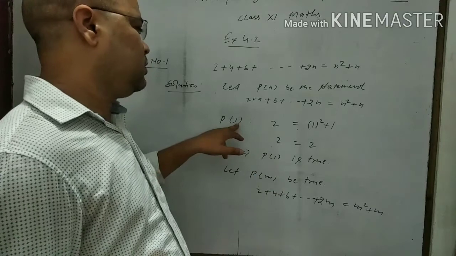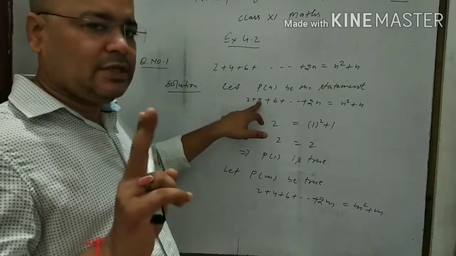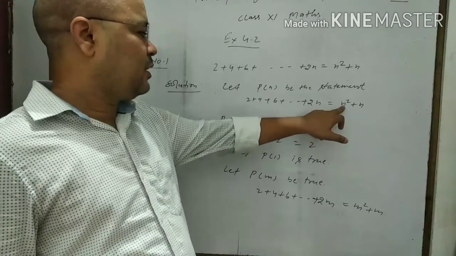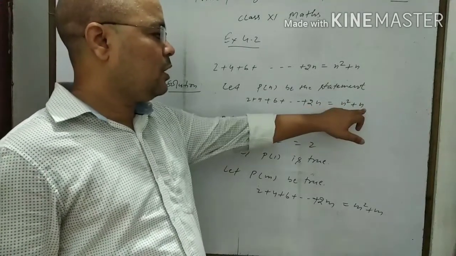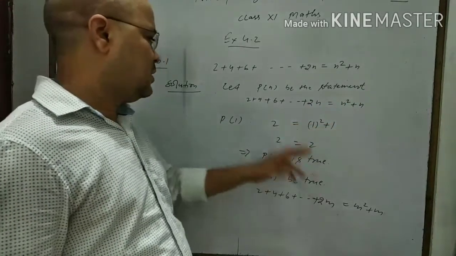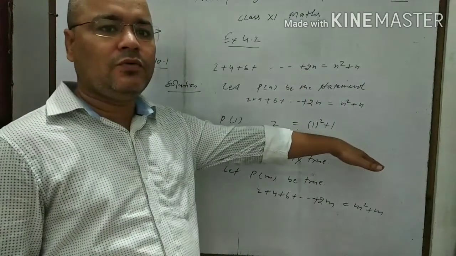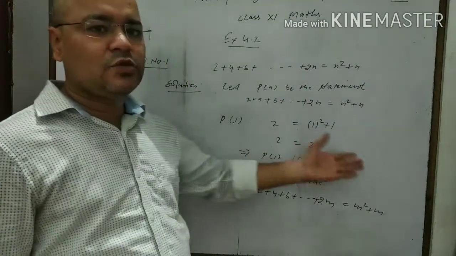For P2, two terms, 2 plus 4 will be 6. And here, it will be 2 square plus 2. Then 2 square will be 4, and plus 2 means 6. Left hand side will be equal to right hand side. Then P2 will also be true.